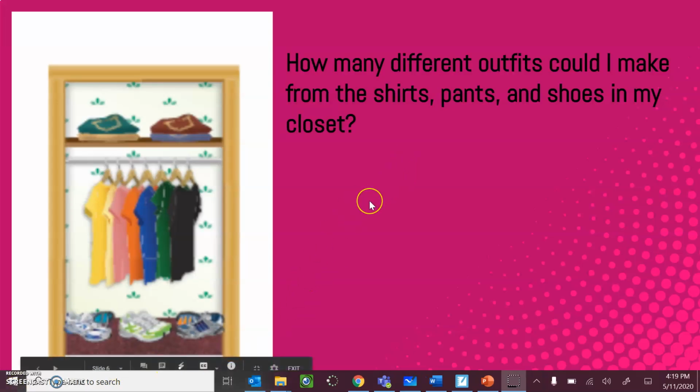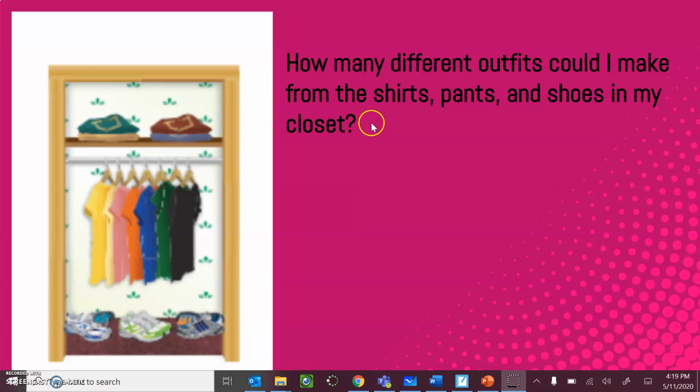So for another example of using the fundamental counting principle, let's say that I have a closet. On the top are pants, and then I have shirts, and then I have shoes. The question is, how many different outfits could I make from the shirts, pants, and shoes in my closet? If the question were to list the possible outcomes, you would want to make a counting tree and show the possibilities like we did with the ice cream problem.